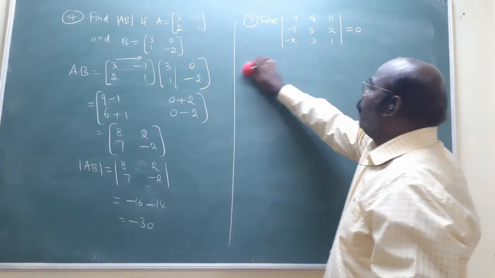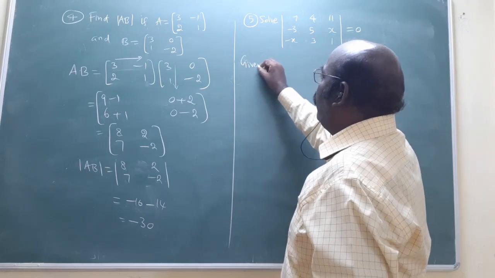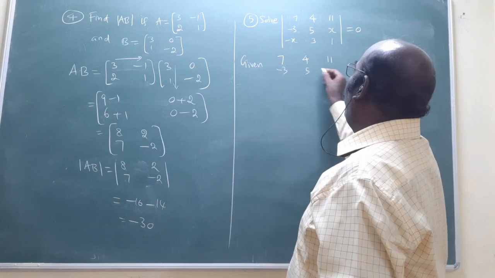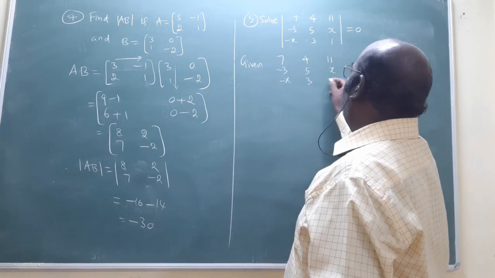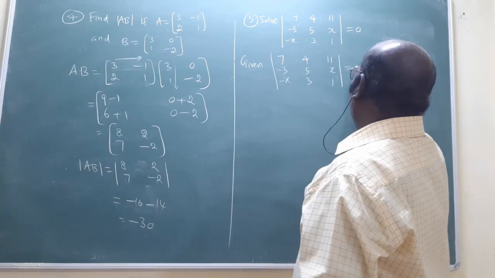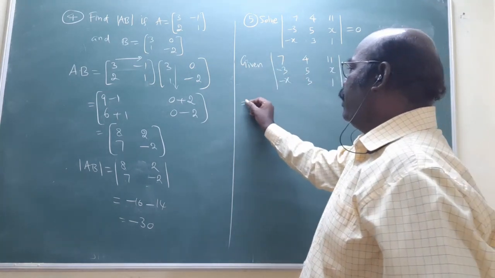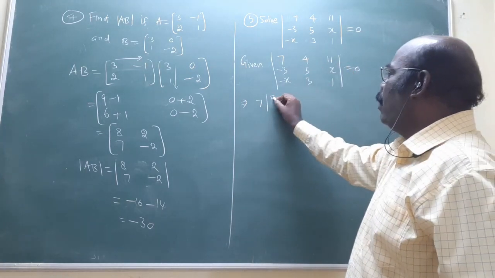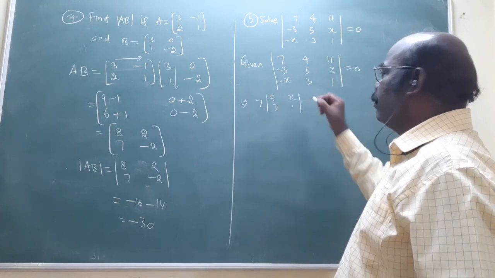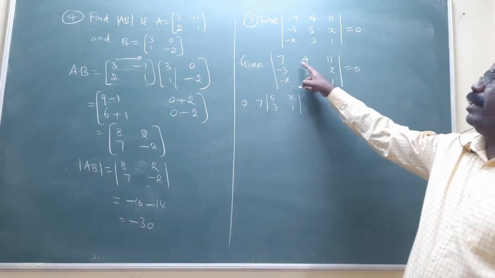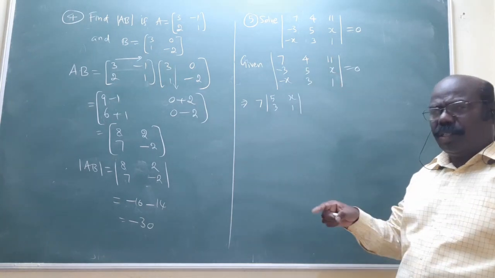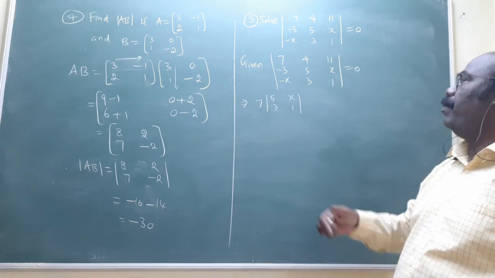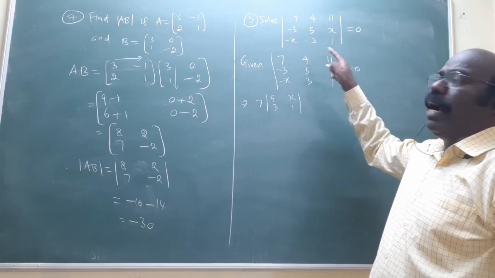Always write the question first. That's very important. Given the determinant 7, 4, 11, minus 3, 5, x, minus x, 3, 1 equal to 0. This is given. Now which implies 7 into the row and column cancel, the remaining 4 elements are 5, x, 3, 1. Am I right? Then first row, second column, 1, 2. That is adding both, 3. Odd number. That's why negative will come. Already told you, in the middle term, whatever may be, change sign.